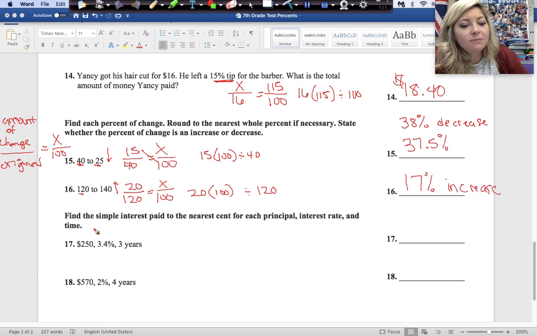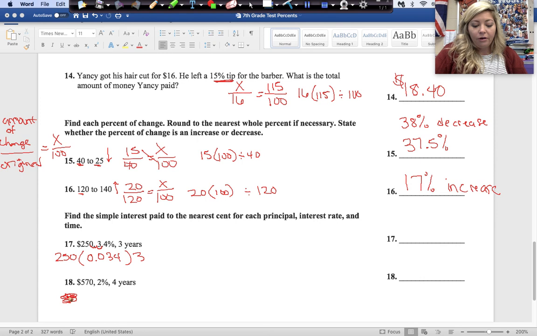Okay, and this next part is simple interest. So we are just multiplying all three of these numbers together, except we need this percent to be a decimal first. So we've got 250 times 0.034 times 3. And the next one will be 570. Well, let's get this one first. I didn't even write 570 right. Okay, 250 times 0.034 times 3. Okay, and that'll be 25.5. And again, we're talking about money. So that'll be $25.50.